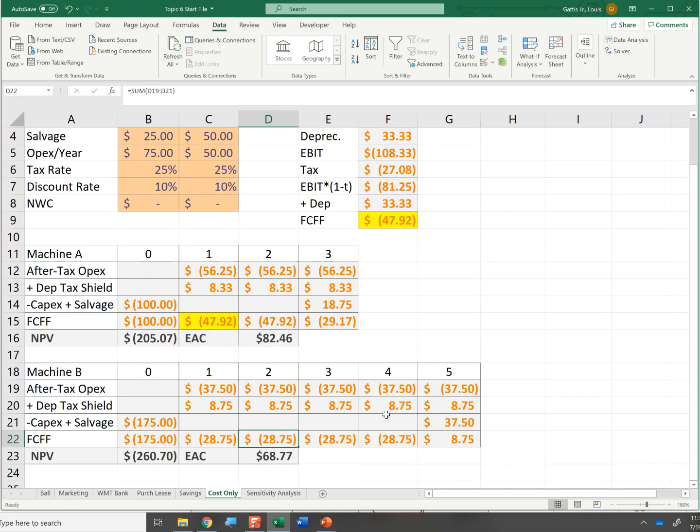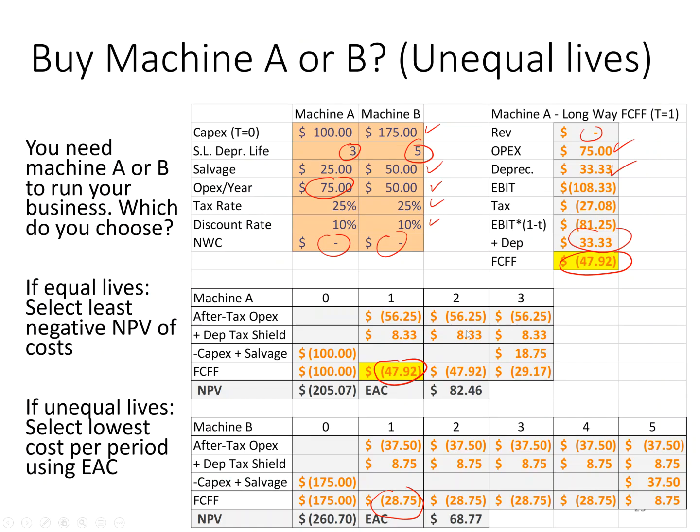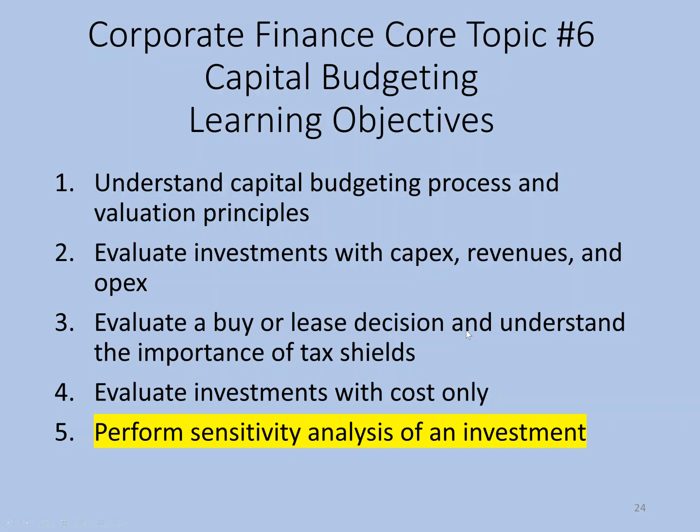So machine B clearly is cheaper per year. It's $68 per year versus 82. So I am going to go with machine B. So in this topic, we evaluated investments that have cost and savings only.